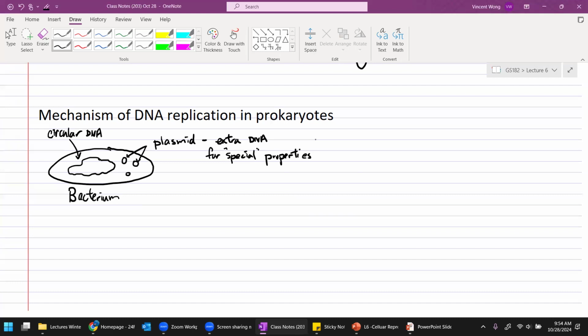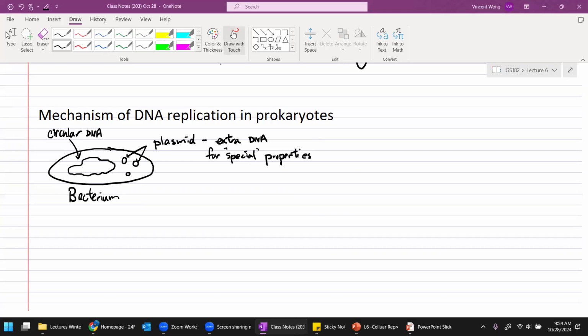If you're admitted to the hospital, one of the first things they ask you is whether you have previously been infected with MRSA or VRE. These are both very prevalent strains of superbugs. You don't want them spreading in the hospital. Anyways, so that's the circular DNA.